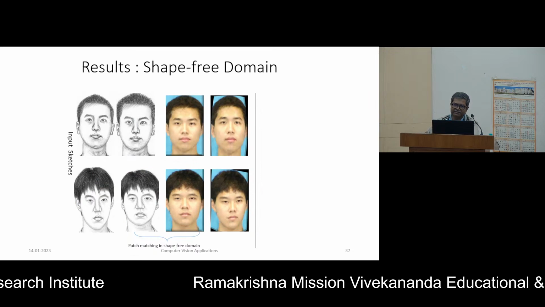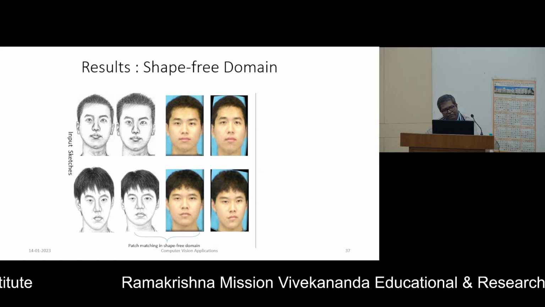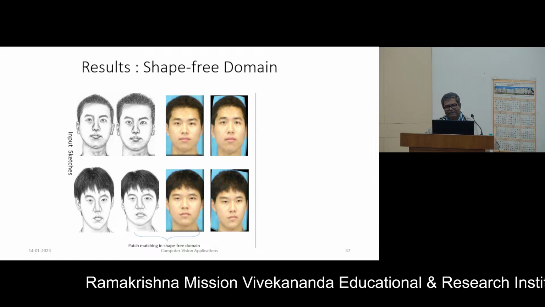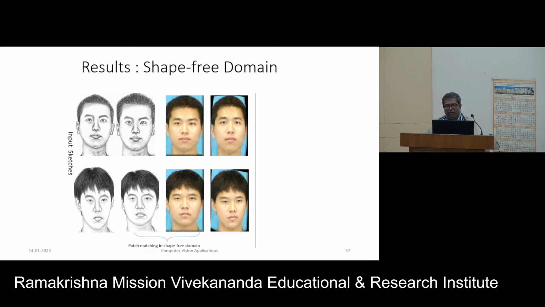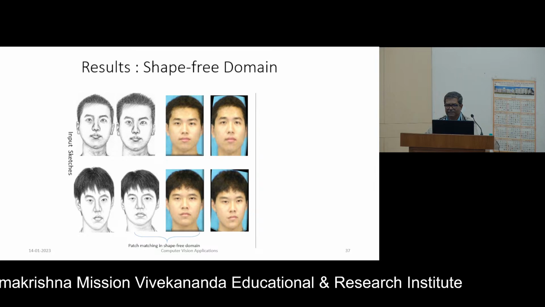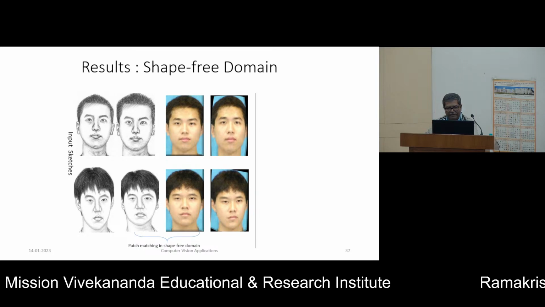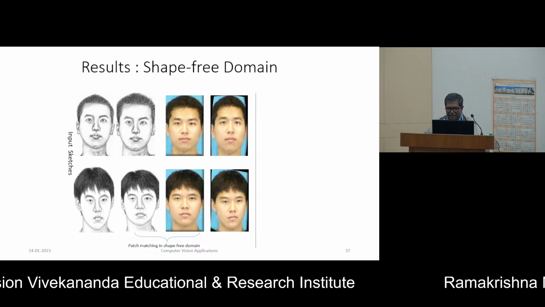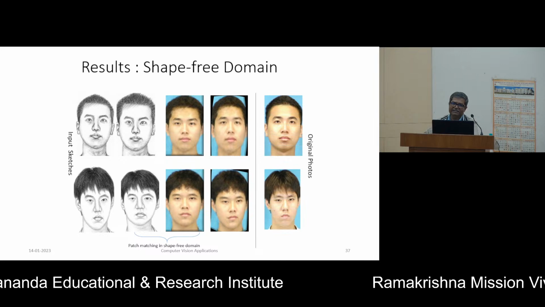So on the left, we have the given sketch. Then we go to the average sketch. Then we go to the average face. Then we can go to the original shape of the face. And this is the generated one from the sketches. And this is the actual face from which this sketch was generated.